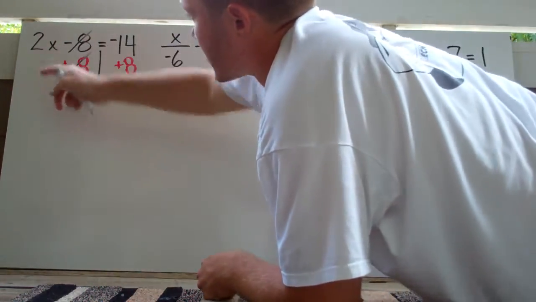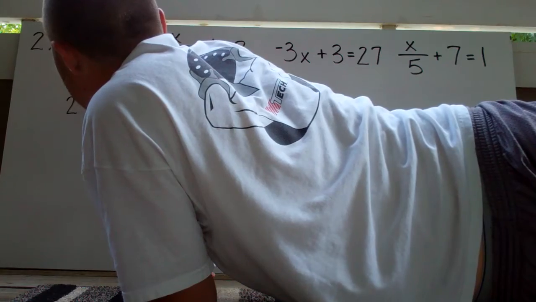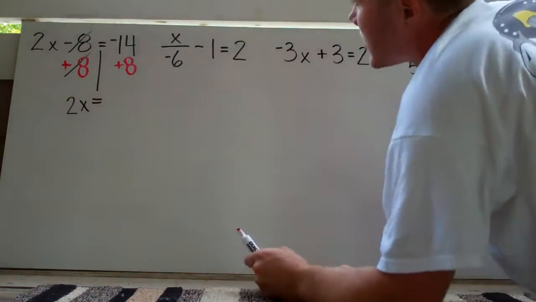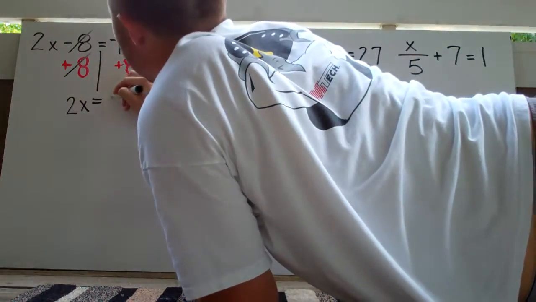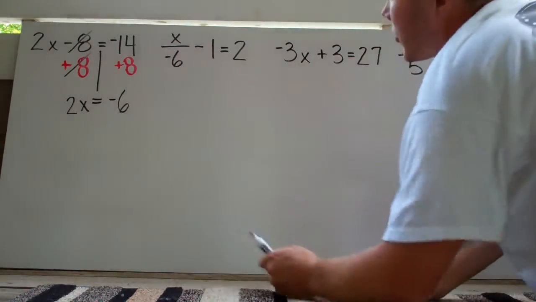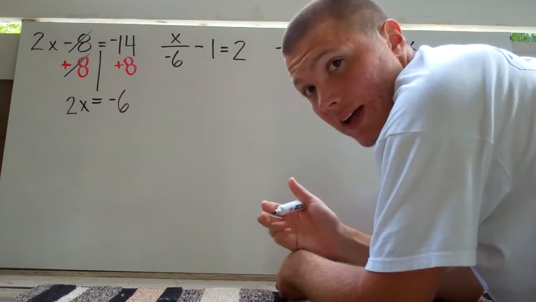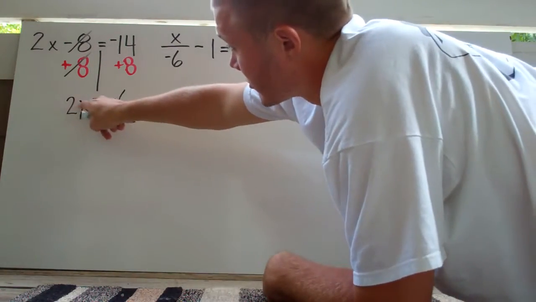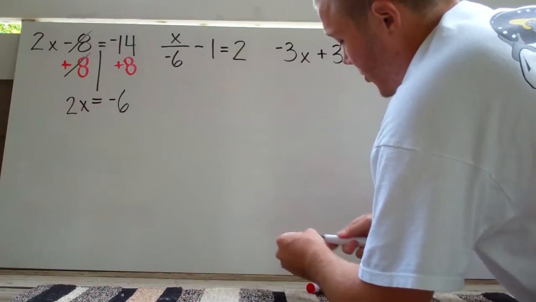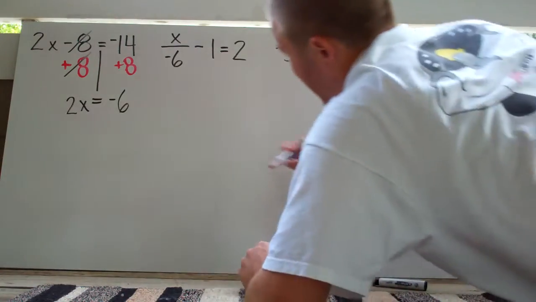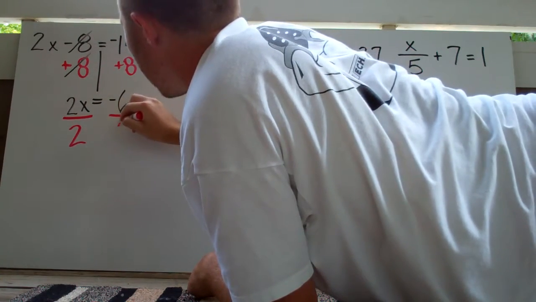All I'm going to be left with then is the 2x. So, I'm going to write 2x equals, and now I have negative 14 plus 8, and that's going to give me negative 6. So, I've got the variables on one side, the integer on the other side. Now I'm going to multiply or divide, depending on what the problem is. Well, 2 times x, so that means I have to do the opposite of multiplication, which is going to be division. So I'm going to divide this side by 2, and then divide this side by 2.